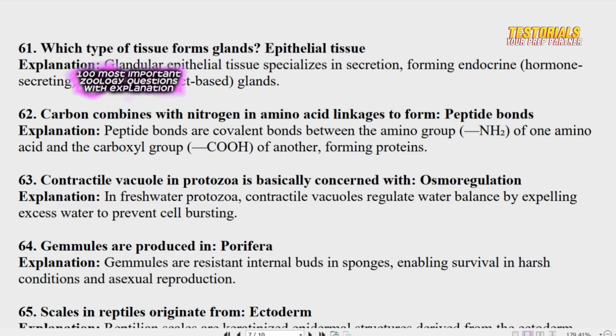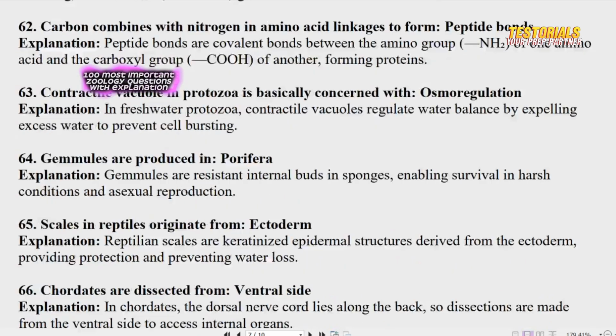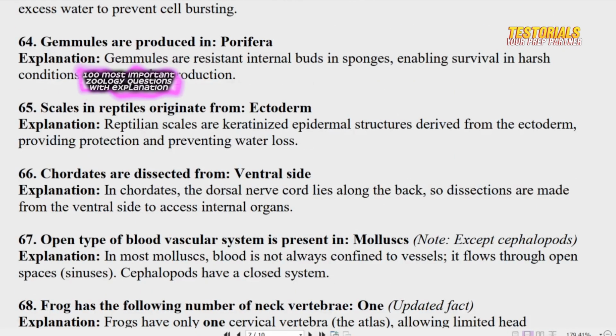64. Gemmules are produced in porifera. Explanation: gemmules are resistant internal buds in sponges, enabling survival in harsh conditions and asexual reproduction.